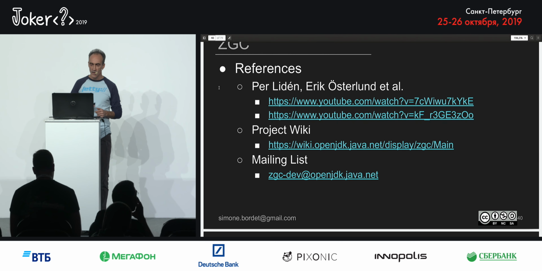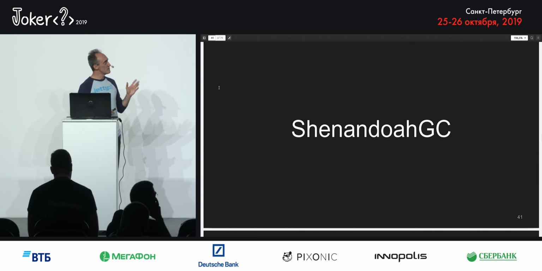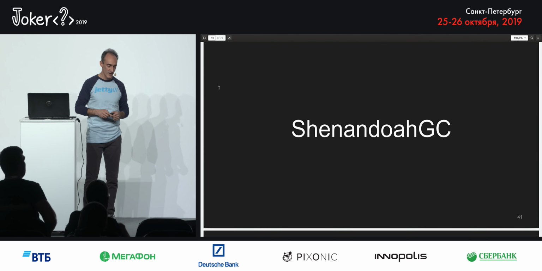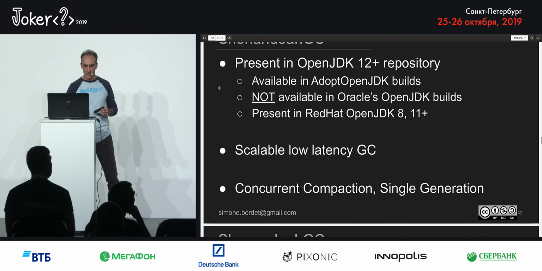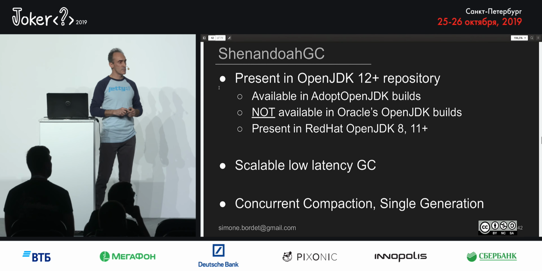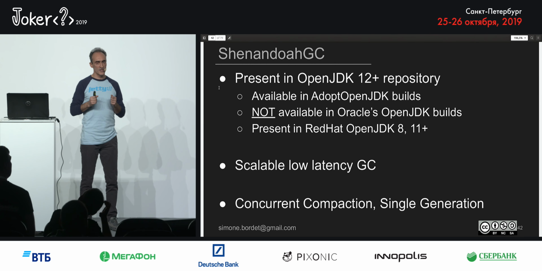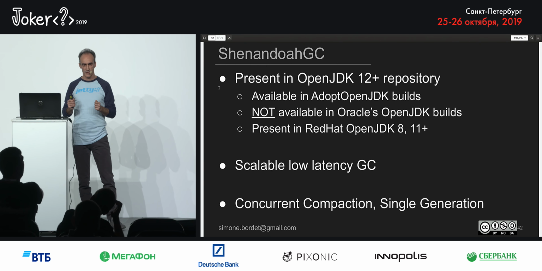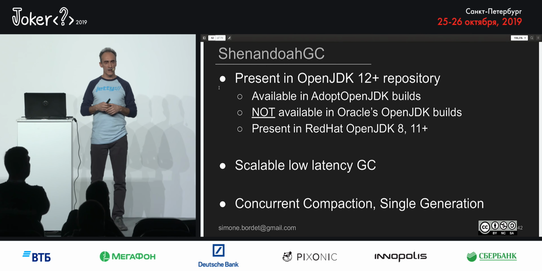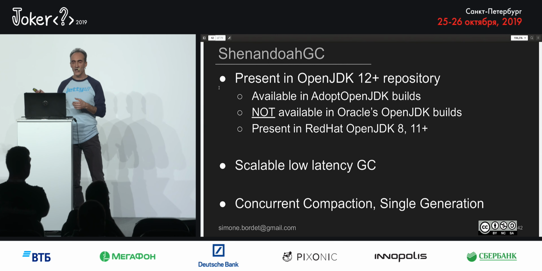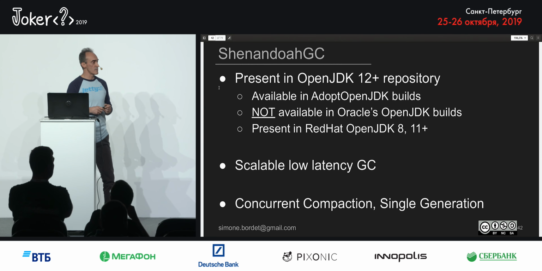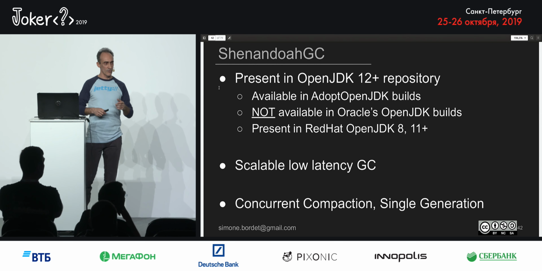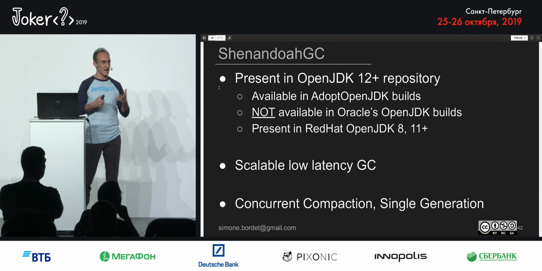So enough for ZGC. Let's move to another collector, which is also very interesting, called Shenandoah. Shenandoah is actually a project from Red Hat, and it is being merged into the OpenJDK 12 source repository. This means that if you are building OpenJDK 12 or later yourself, you will get Shenandoah. AdoptOpenJDK builds contain Shenandoah. Oracle builds do not contain Shenandoah because it is a Red Hat effort.